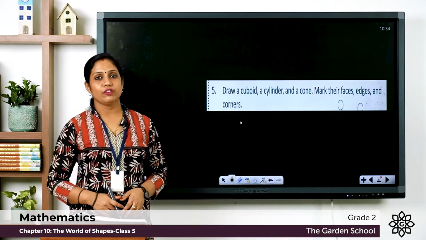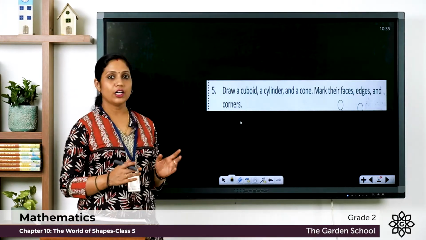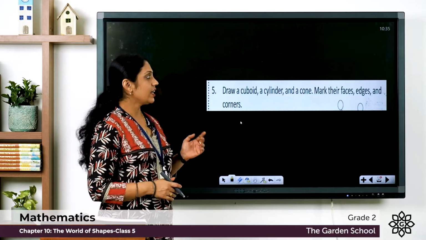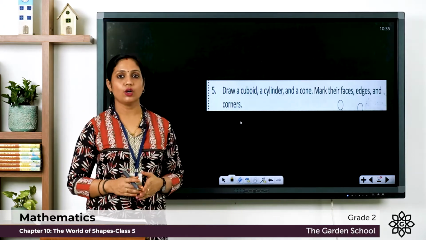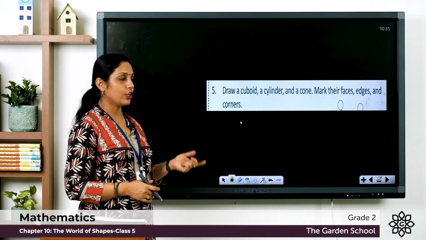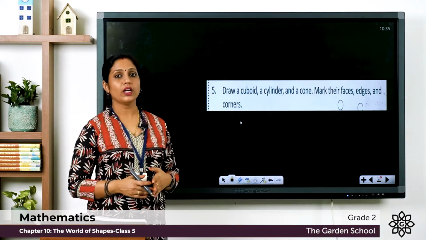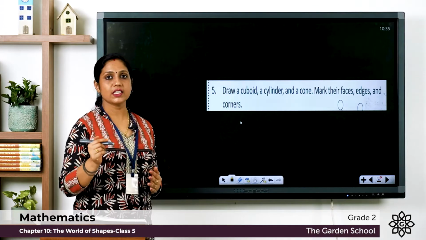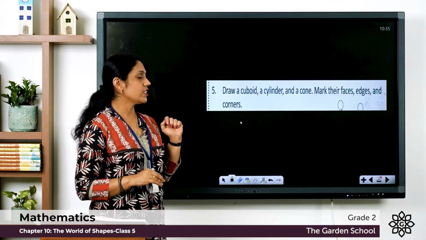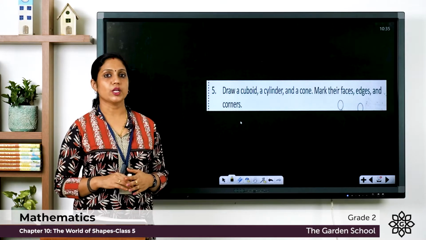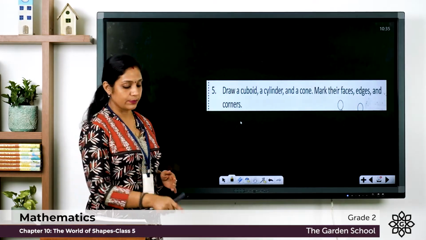Now let's move on to our fifth question. Draw a cuboid, a cylinder and a cone. Mark their faces, edges and corners. So you have to draw a cuboid, a cylinder and a cone, and you have to mark their faces, edges and corners. So we have already learned the faces, edges and corners of these solid shapes. Let's learn how to draw this.